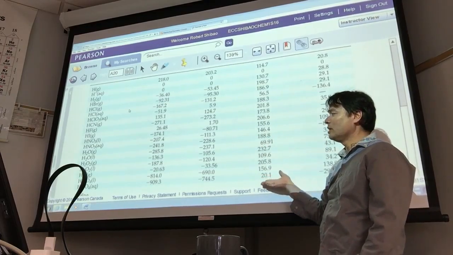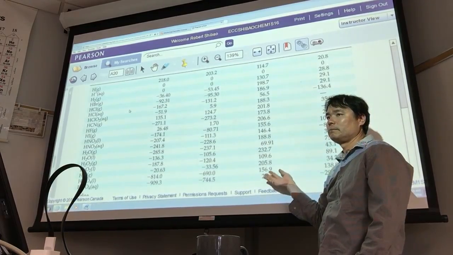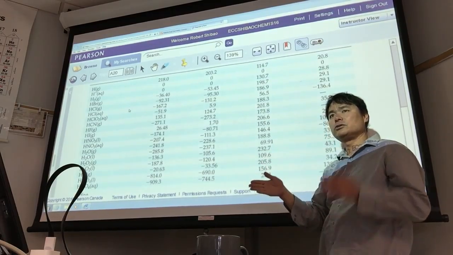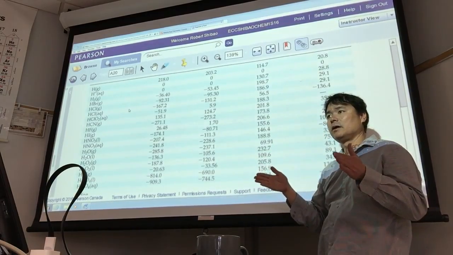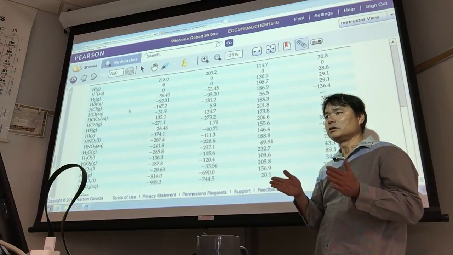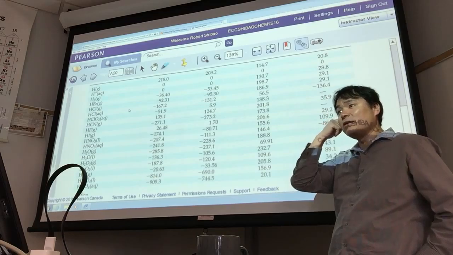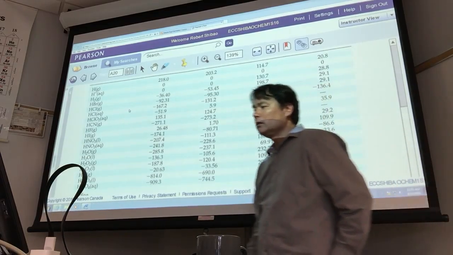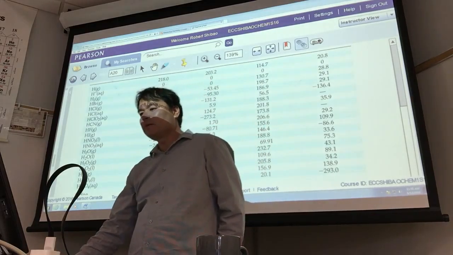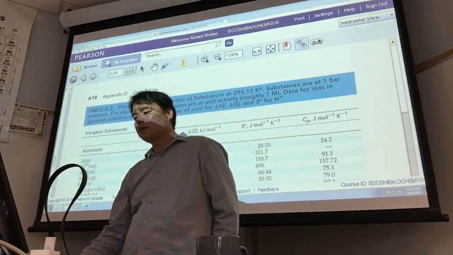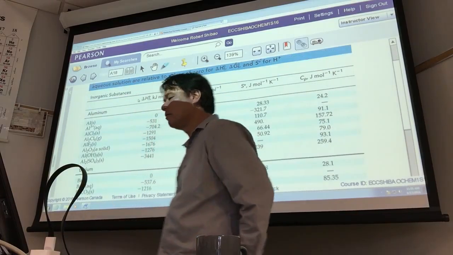Most solids are going to range from what to what? Most solids range from 0 to about 100. Liquids are going to range from 100 to 200, and gases will range above 200. Right? There are going to be outliers. For example, there are going to be some solids that lie outside that range. So you're going to see some variation.